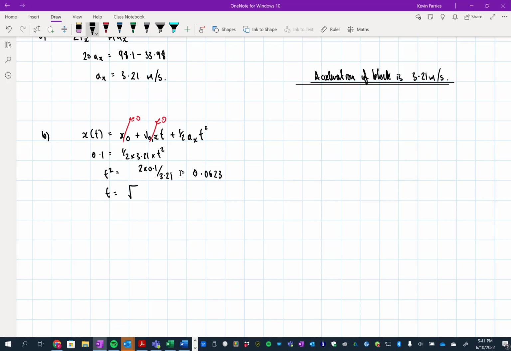Actually it's plus or minus, but the minus time has no meaning in this situation. So we just take the square root of that answer, and it's 0.2496, or 0.250 seconds. The block will travel 100 millimeters in 0.25 seconds.